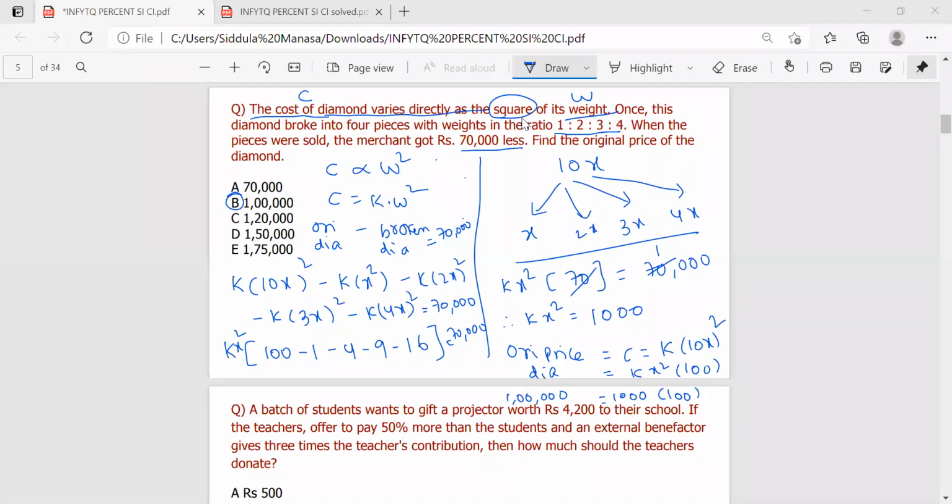Clear? Okay. So shall we move to the next question, students? So now obviously change your name, login name to roll number followed by your name.